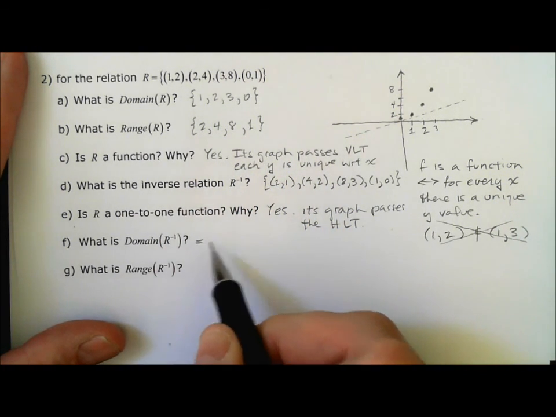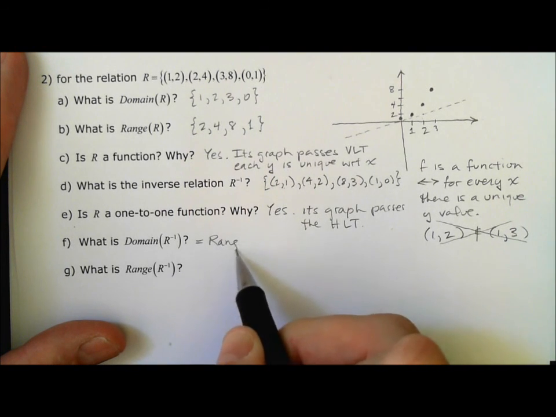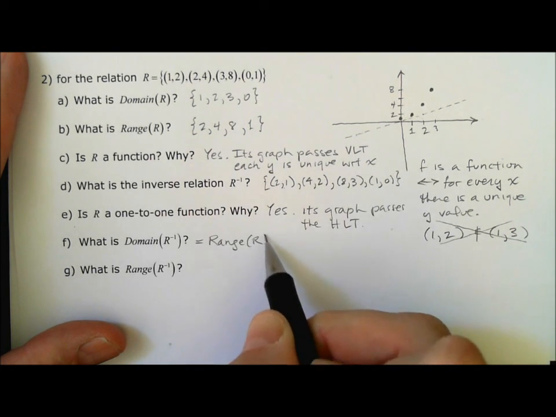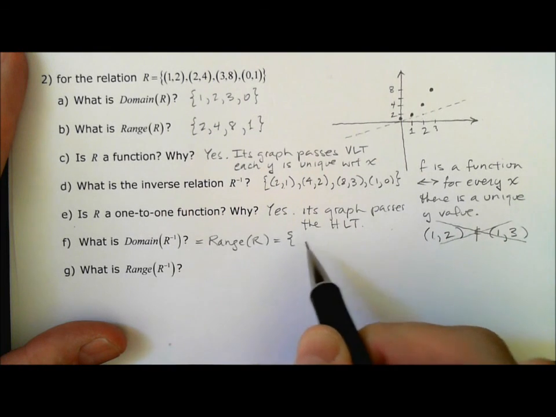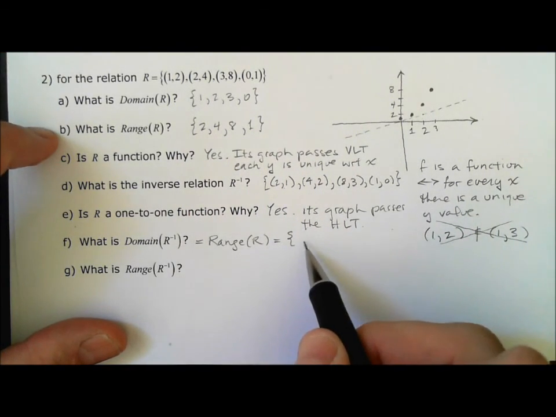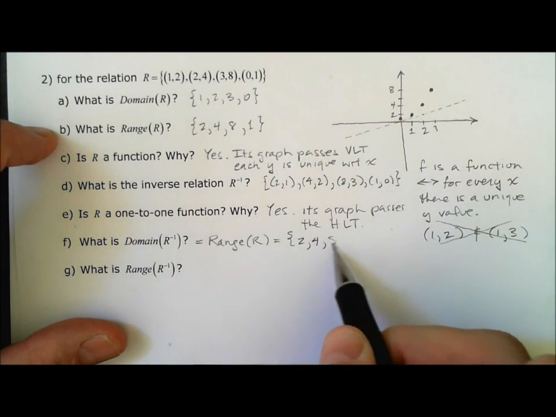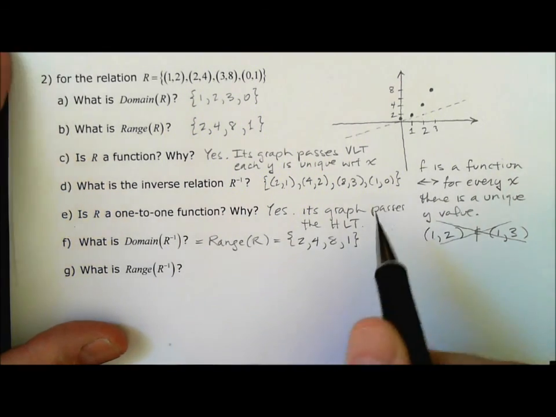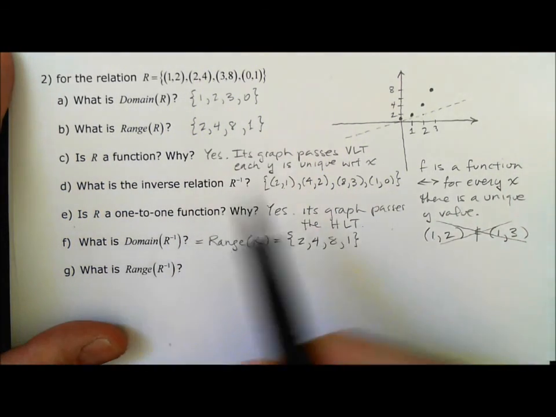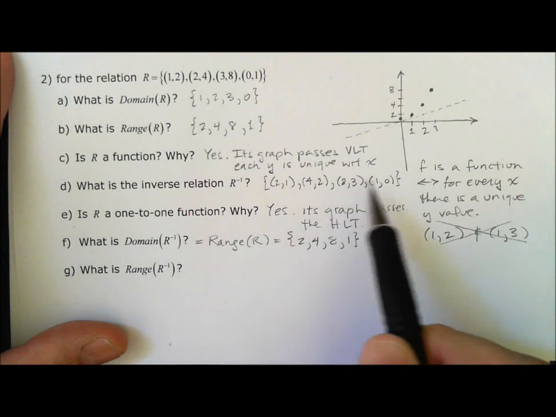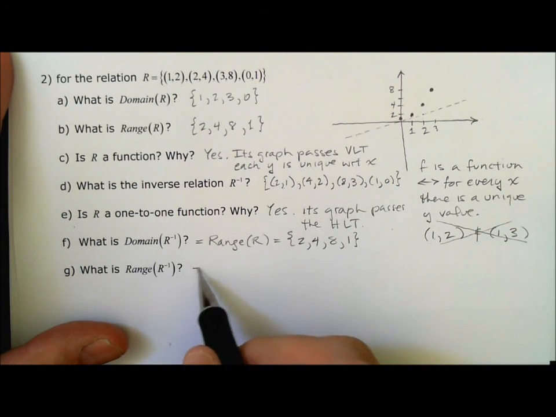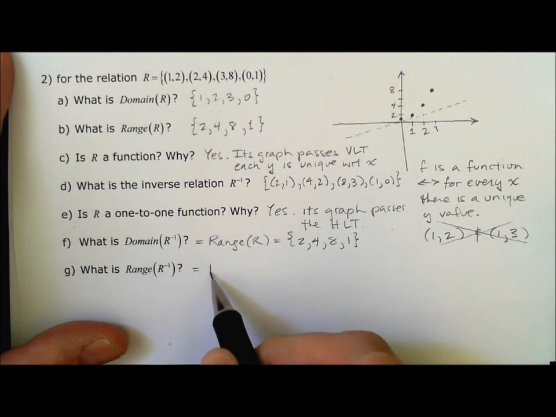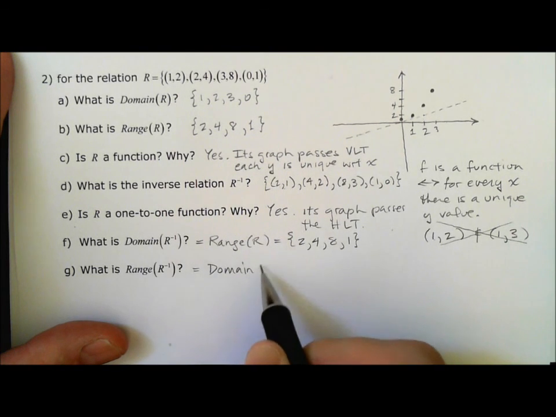Now the domain of R inverse, this should equal the range of R, and in either case we're going to get 2, 4, 8, 1. Whether we look up here for the range of R or whether we look here for the domain of R inverse. Now the range of R inverse is, of course, the domain of R.